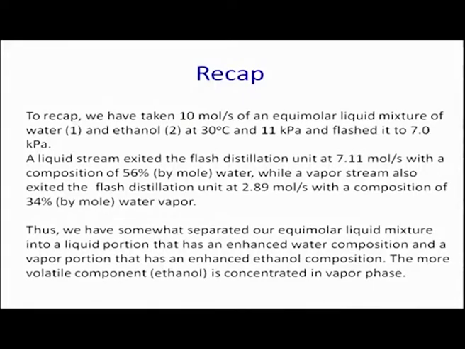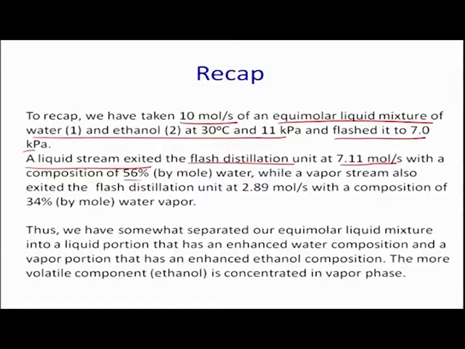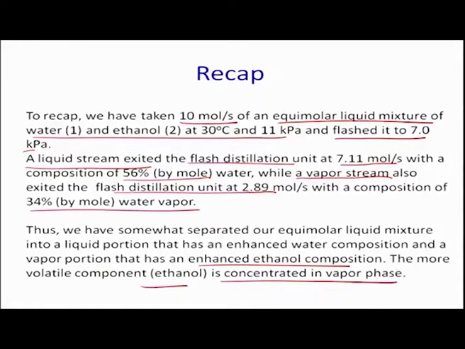So, let us recap what we did. We have taken 10 moles per second of an equimolar liquid mixture of water and ethanol at 30 degrees Celsius and 11 kilopascal and flashed it to 7 kilopascal. A liquid stream exited the flash unit at 7.11 moles per second with a composition of 56% water, while a vapor stream also exited the flash distillation unit at 2.89 moles per second with a composition of 34% by mole water vapor. Thus, we have somewhat separated our equimolar liquid mixture into a liquid portion that has an enhanced water composition and a vapor portion that has enhanced ethanol composition. The more volatile component, which is ethanol in this case, is concentrated in the vapor phase. That is what you expect.